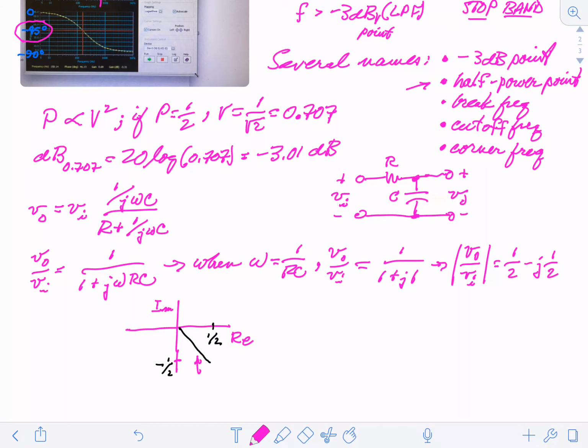What is the magnitude of this? Well, basically it's 1/2 squared plus 1/2 squared, and the square root of that. So that's 1/4 plus 1/4, and that's 1/2. And the square root of 1/2 is 1 over square root 2, which is 0.707. So the magnitude is 0.707, and what is this angle here? Well, this angle is minus 45 degrees.